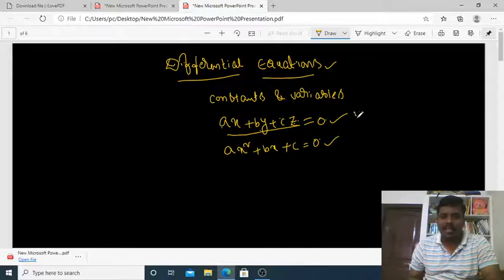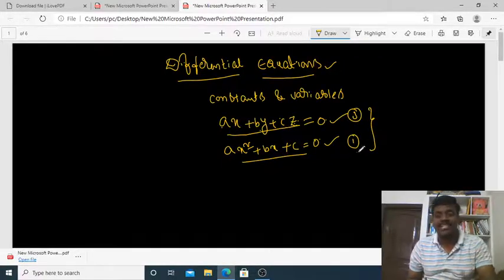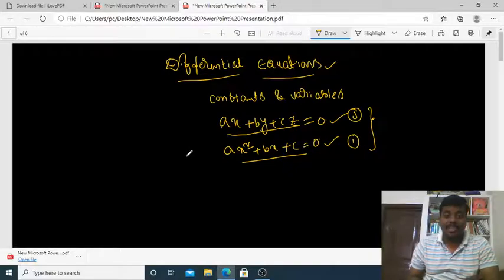Now here three variables are there. In this equation, having only one single variable, ax square plus bx plus c equals to 0, the highest degree of x is 2. Then this equation is a quadratic equation. In this equation involving one variable and in this equation involving three variables, these expressions are nothing but algebraic expressions, and equations are nothing but algebraic equations.